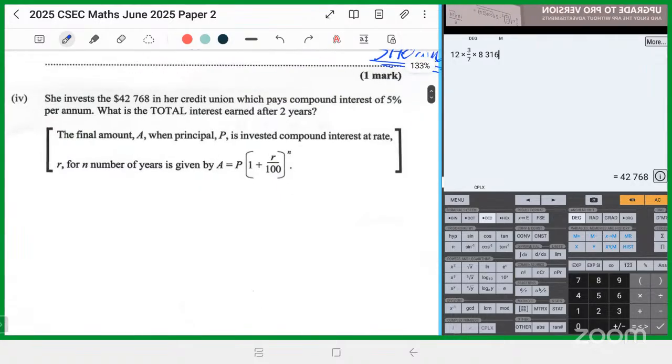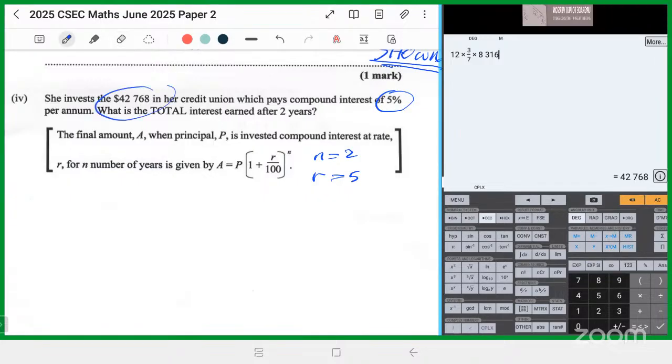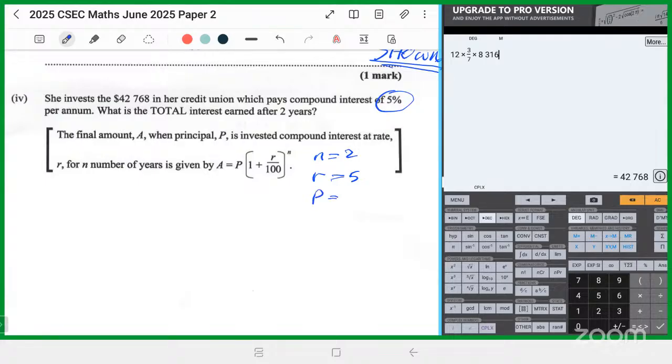So the amount in there after 2 years, what does that mean? That n is equal to 2, based on the 2 years. The r is equal to 5, because this 5% is taken care of here. The 100 on the year is taken care of the percentage. So the r in this expression is 5. And the P is the original amount invested, that amount of 42,768. So the interest is going to be the amount minus the principal. The total amount in there minus the principal.